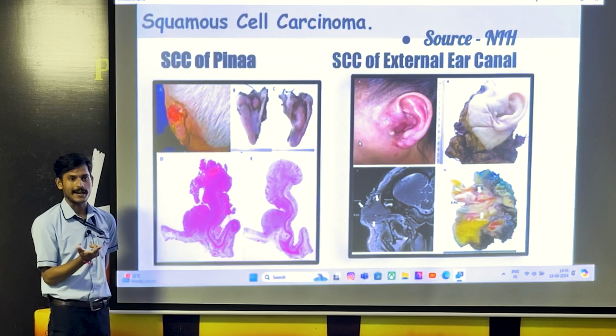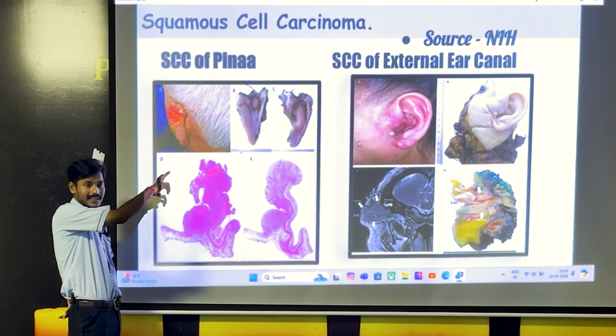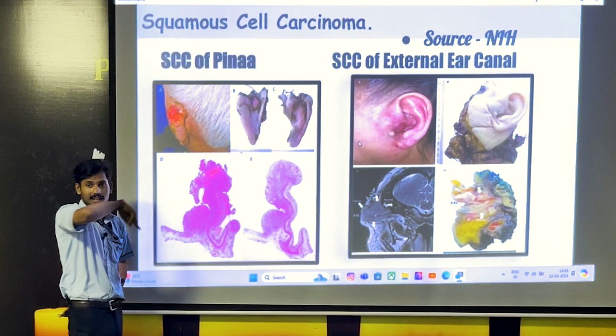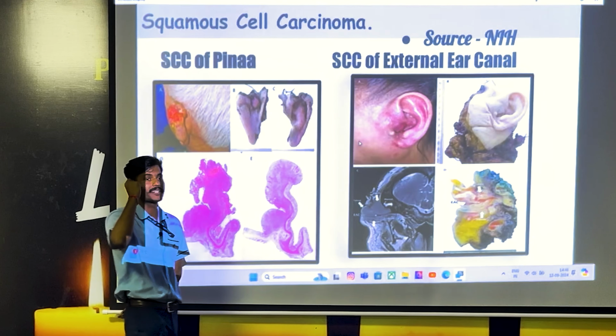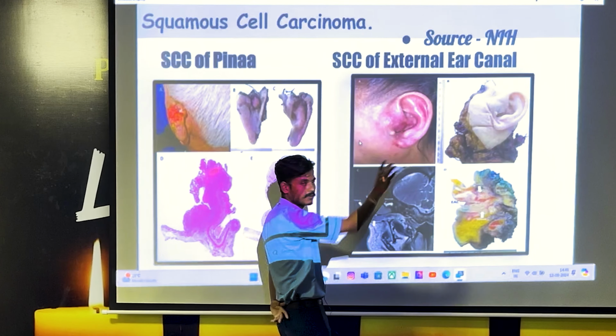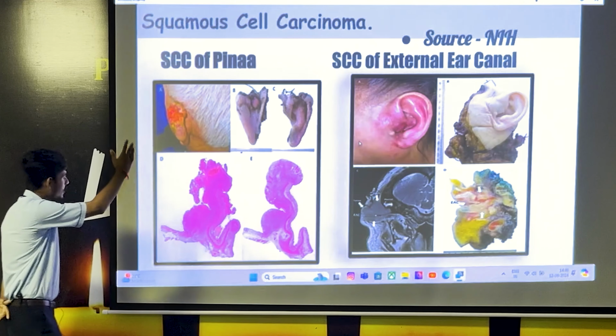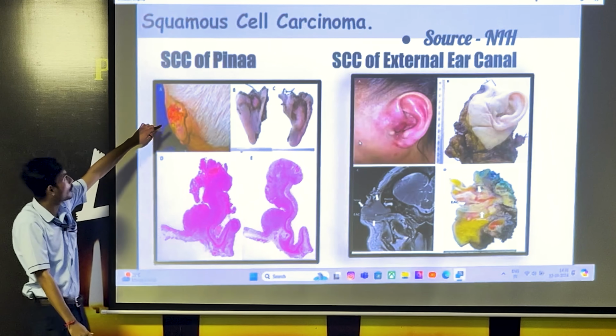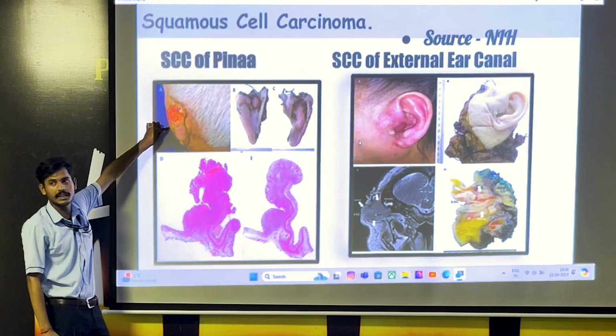And there are 2 types. It can occur only over the pinna, or it can occur in the auditory meatus or auditory canal, fine. So the first image, as you are seeing, this cancer is appearing on the pinna, over the pinna, fine.